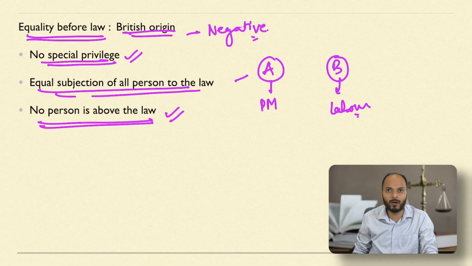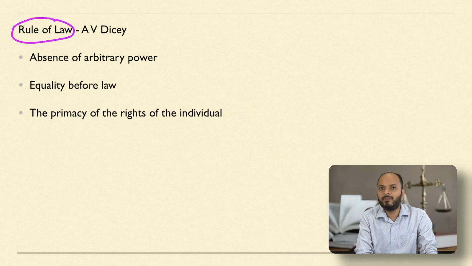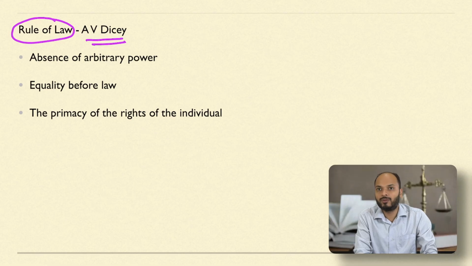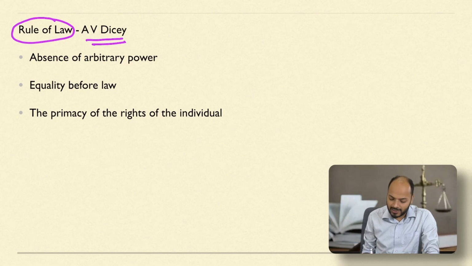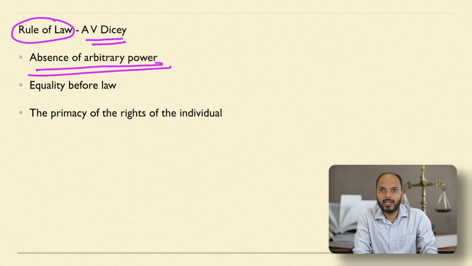Now, equality before law is a concept we also derive from a bigger concept, which is the rule of law. A very famous British jurist, namely A.V. Dicey, has written about the rule of law in detail. Let us try to understand the concept of rule of law. Rule of law means the absence of arbitrary power. The state shall not have any kind of arbitrary power.